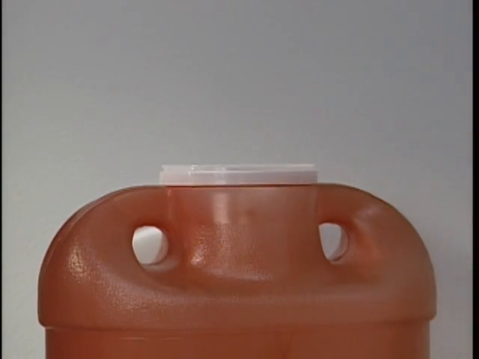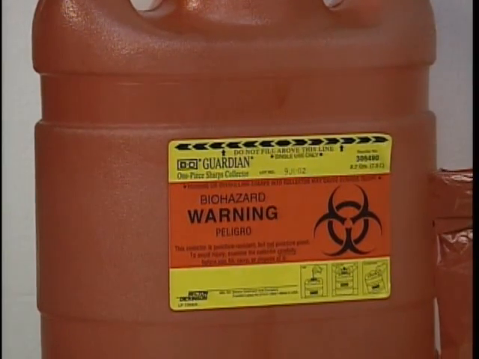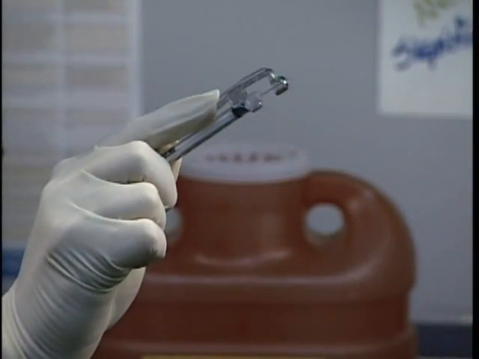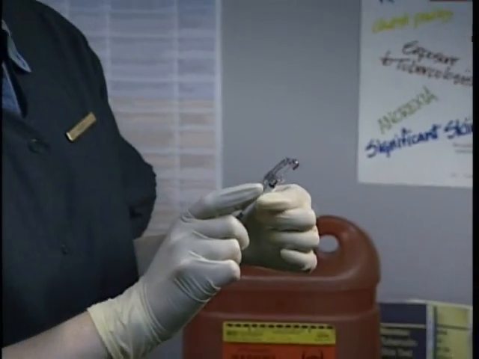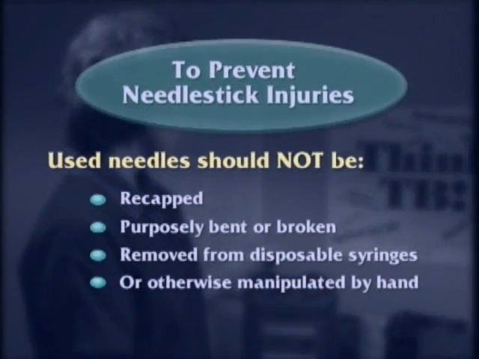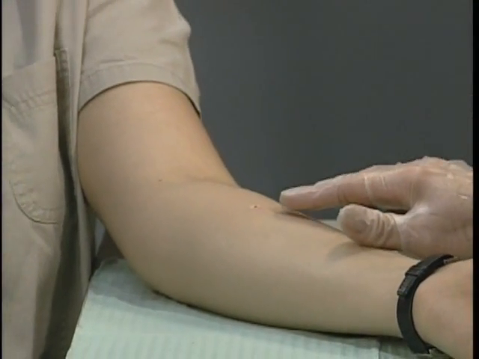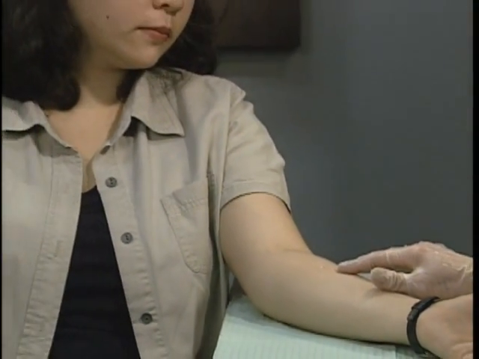Next, discard the used syringe immediately in the designated puncture-resistant container. If you're using a safety needle, engage the safety needle mechanism before discarding. To prevent needle stick injuries, used needles should not be recapped, purposely bent or broken, removed from disposable syringes, or otherwise manipulated by hand.